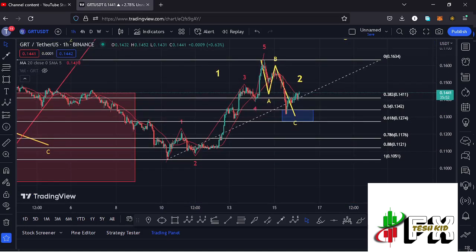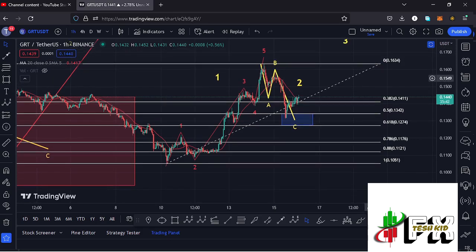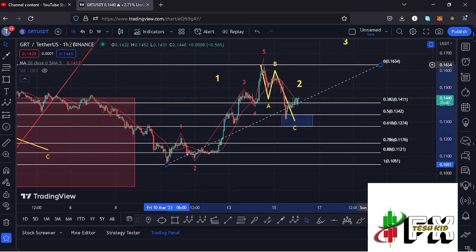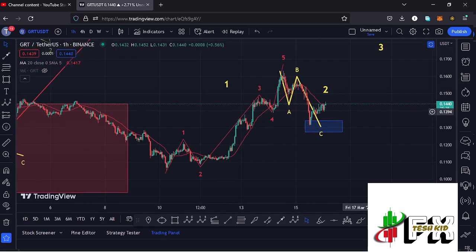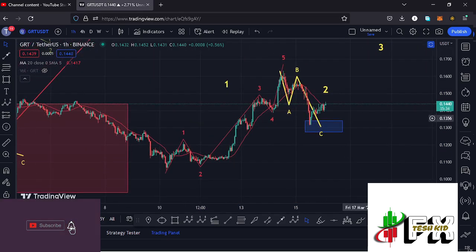in the formation of that wave 2 between the fib level 0.5 and the fib level 0.618, which is a target area that lies between the $0.1342 mark and the $0.1274 mark. At the time of this recording, we have fully maximized that target area, meaning that there are chances that we have now bottomed out in the formation of that wave 2.